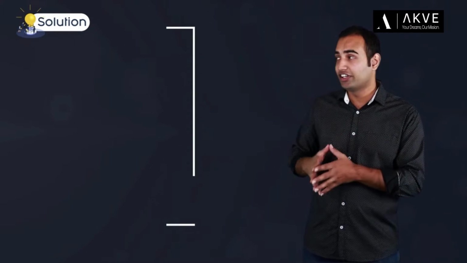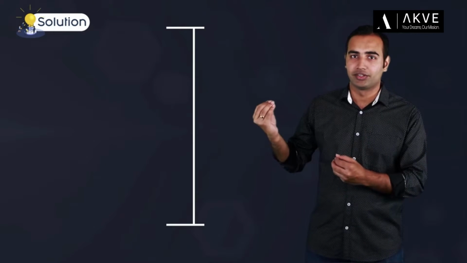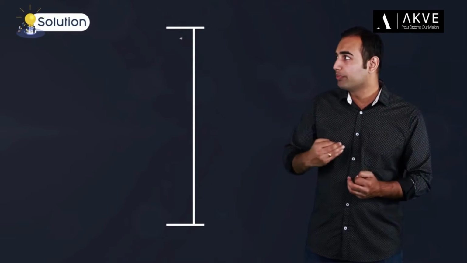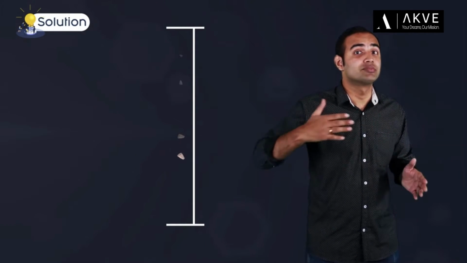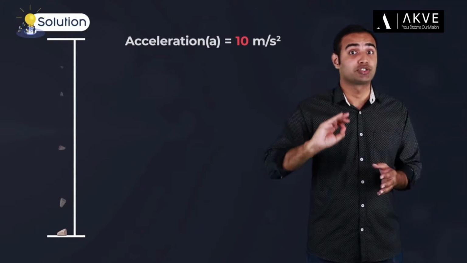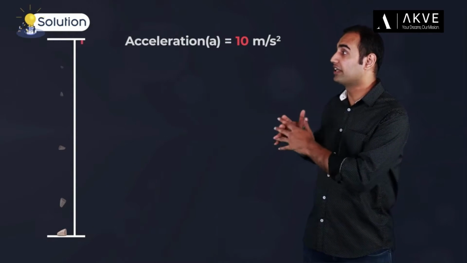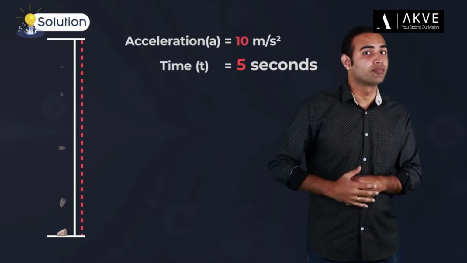So first of all, we'll draw a diagram of the stone's path. According to the problem, the stone begins at rest and then attains a certain speed after traveling a certain displacement while being under a constant acceleration of 10 meters per second square. Now, this entire motion takes place in 5 seconds of time.